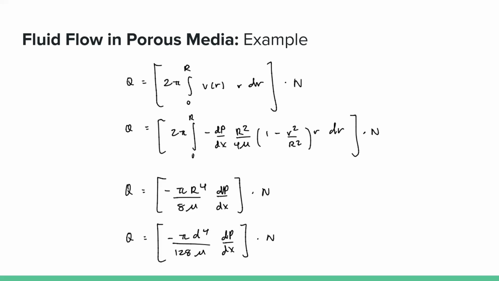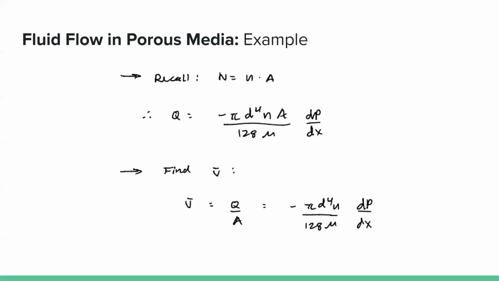Then evaluating that integral, we get that Q is equal to negative pi R to the 4 over 8 mu times dP over dx, all multiplied by N. Then we can substitute D over 2 in for R. Now we want to recall that uppercase N, the total number of pores, is equal to lowercase n times A. So we can continue expanding the expression for Q as negative pi d to the 4 nA over 128 mu times dP over dx. Finally, we're able to find the average velocity, and that just cancels out the A term from our Q expression.